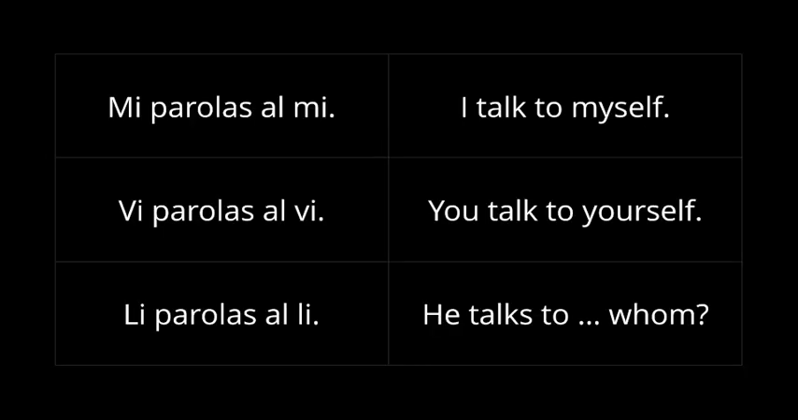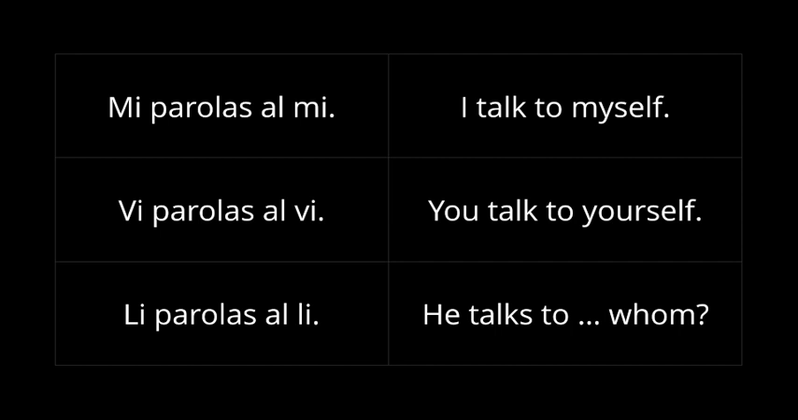So, supposing I say I talk to myself. In Esperanto, this would be "mi parolas al mi." I talk to I. But in English, we have to say "to myself" grammatically there. But in Esperanto, it would be "mi parolas al mi." You talk to yourself would be "vi parolas al vi." He talks to whom in "li parolas al li"?